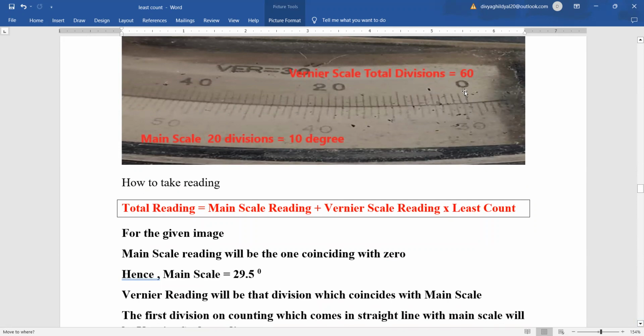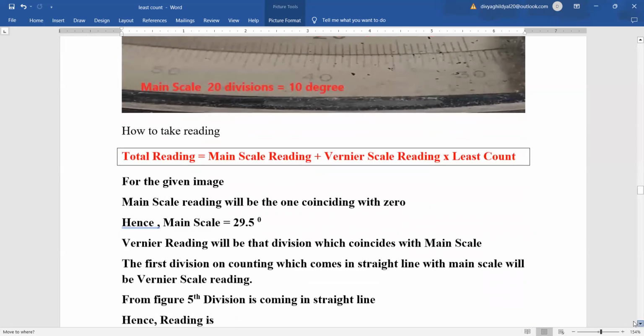And let us check which division of vernier is coming in straight line with the main scale reading. So we will start counting the division from 0. Let us begin. This division is not in straight line with this, but yes, my first division is coming in straight line with the main scale reading. Again, you see further, these two divisions are also in straight line. Rest are a bit away from straight line. So the first division I encounter while reading the scale, which comes in straight line with the main scale, is giving me the reading of my vernier scale.